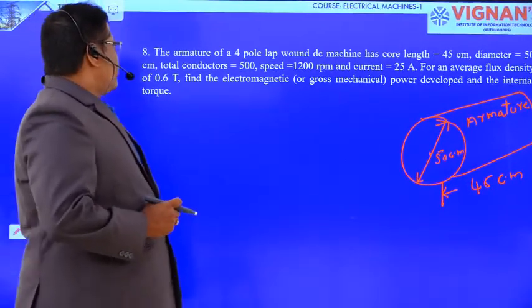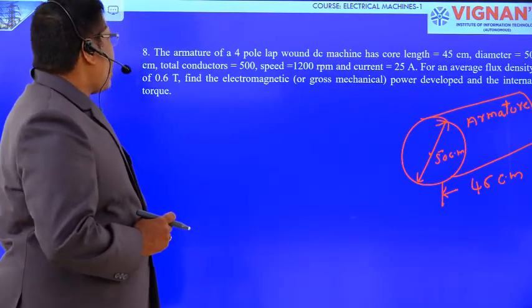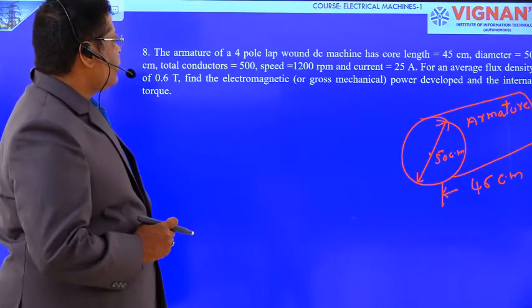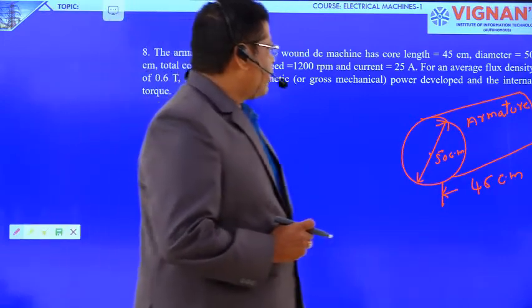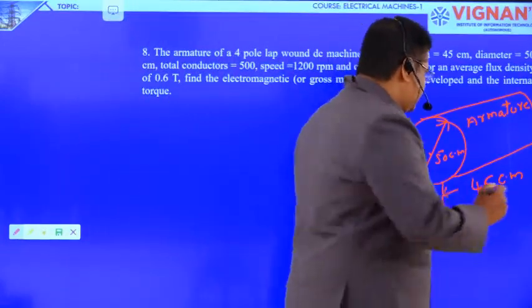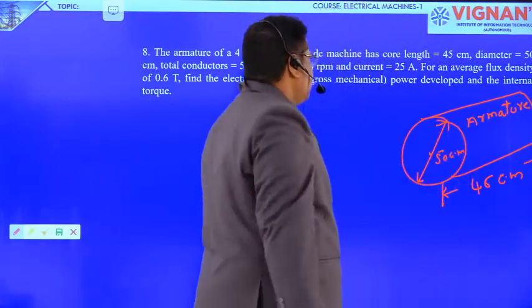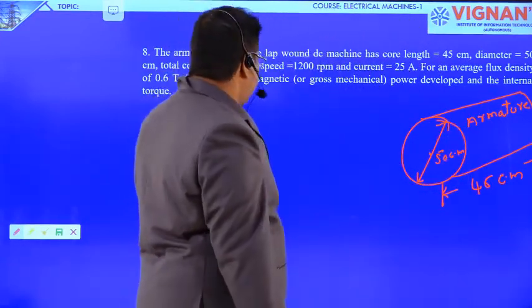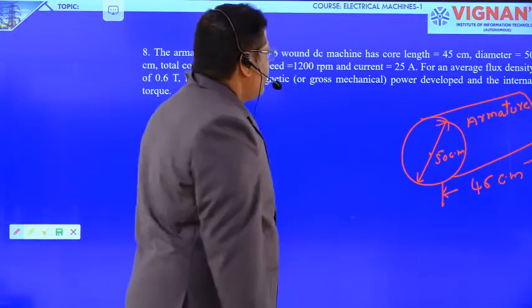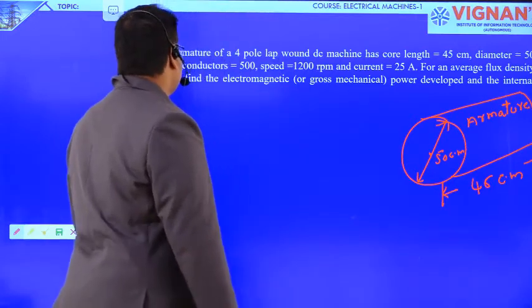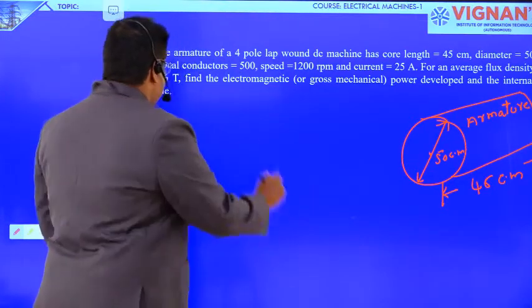Now let me see this problem. The armature of a 4-pole lap wound DC machine has a core length of 45 centimeters. The length is given, core length, nothing but armature core length. The diameter of the armature core is given, 50 centimeters. The total number of conductors Z is given.